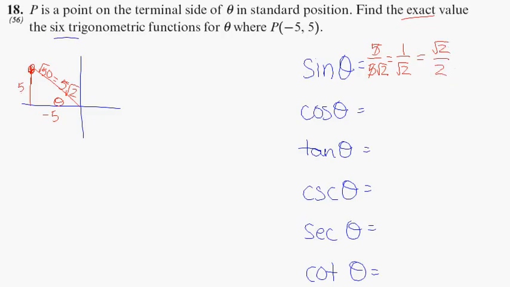Do you follow how I got that? I multiplied this by the square root of 2 and multiplied this by the square root of 2. Hopefully that makes sense. Didn't go too fast for you.